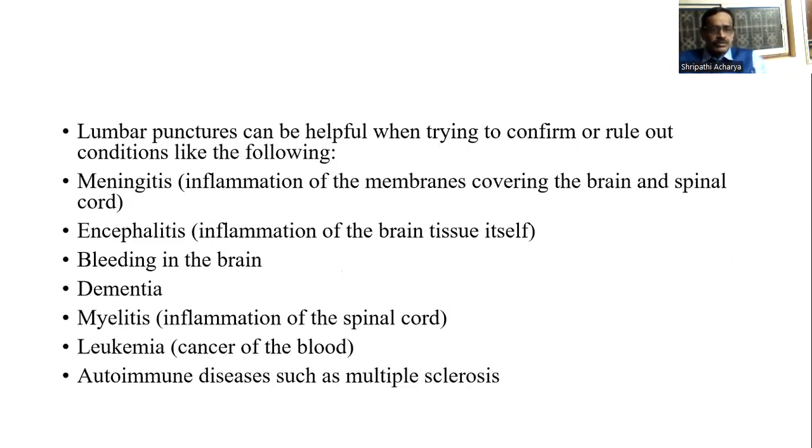Lumbar puncture can be helpful when trying to confirm or rule out conditions like the following. Number one, meningitis. There is inflammation of the membranes covering the brain and spinal cord. Number two, encephalitis. This is inflammation of the brain tissue. Number three, bleeding in the brain. Number four, dementia. Number five, myelitis. This is inflammation of the spinal cord. Number six, leukemia, cancer of the blood. Number seven, autoimmune diseases such as multiple sclerosis. These are all indications.